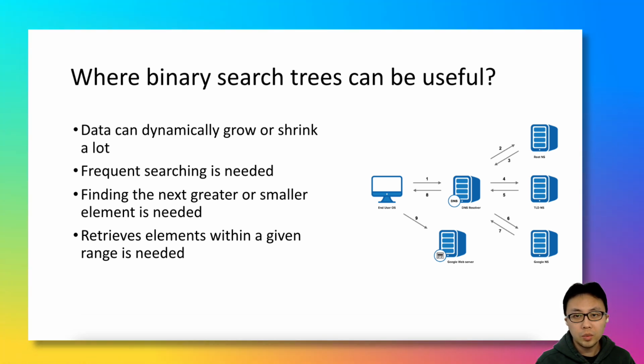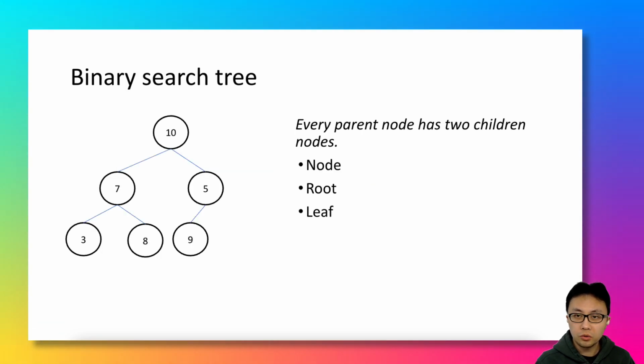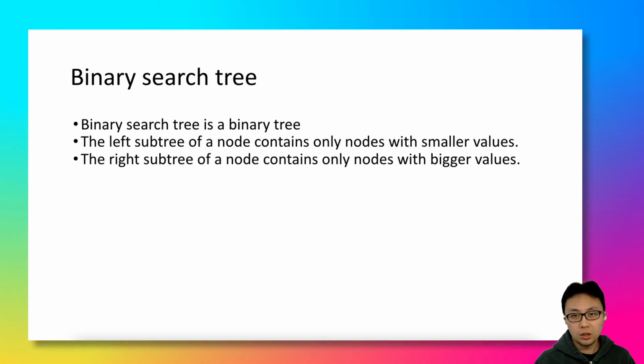Okay, knowing where binary search trees can be useful, let's start exploring what they are. A binary search tree is a binary tree in its core. Just in case if you don't know enough about binary trees, a binary tree is a data structure where each node has at most two children, called the left child and the right child. It starts with a root node, and each node can have no more than two nodes branching from it, forming a tree-like structure.